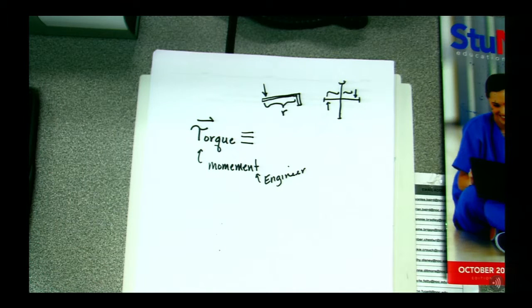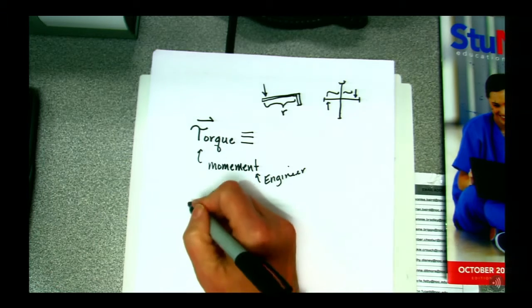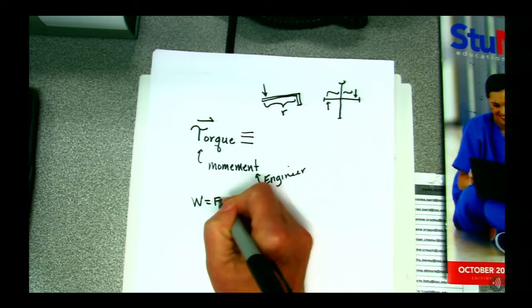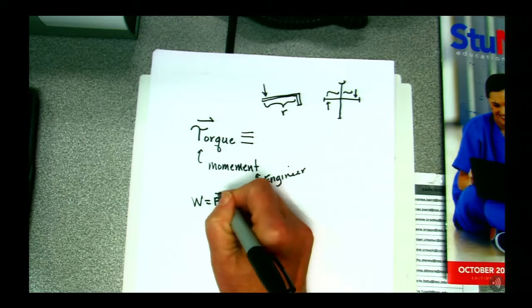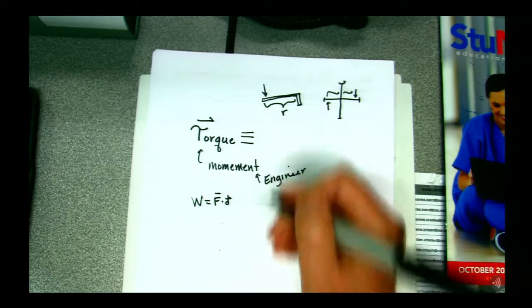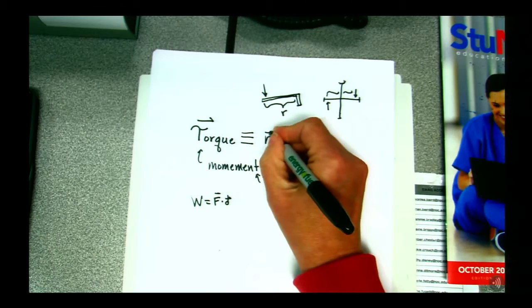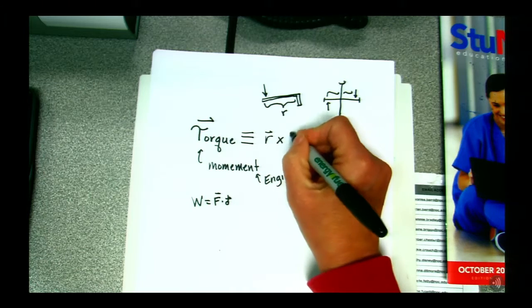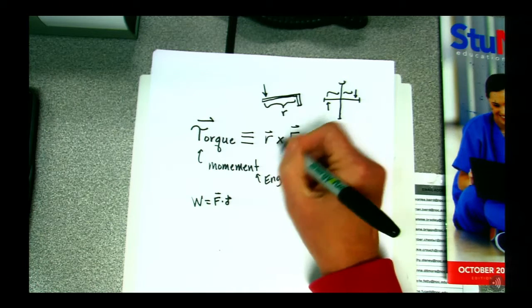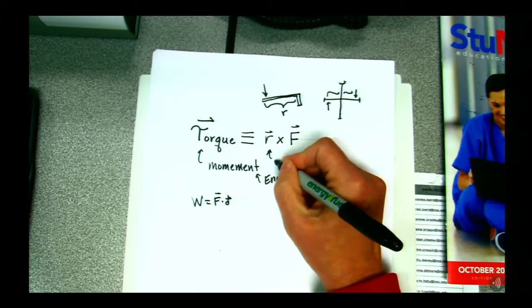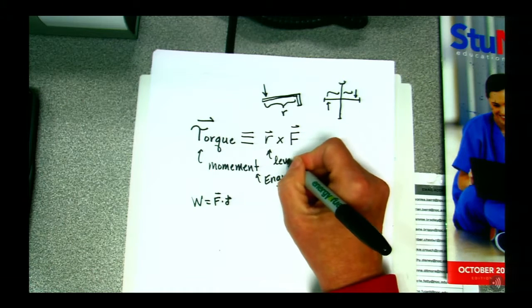So the way I think of torque is a force acting through a distance rather than the force acting over a distance. So work, remember, work was force dot distance. Torque is a little different. Torque is going to be a vector product, and we're going to look at that lever arm. This is our lever arm distance.